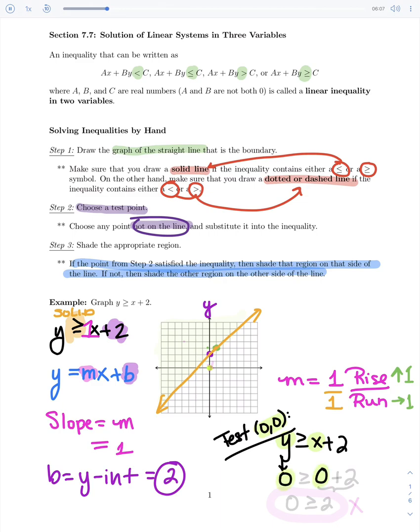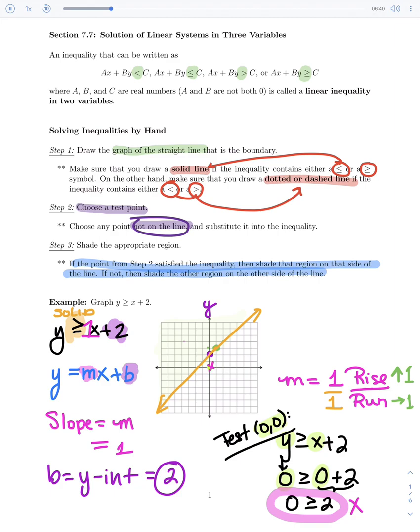So that will give us 0 is greater than or equal to 0 plus 2. If we simplify, 0 plus 2 is 2. So let's read our statement here. Is 0 greater than or equal to 2? And the answer is no, it is not. This is not true. So I'm going to go to my graph where 0, 0 is, and I'm going to put a little X.